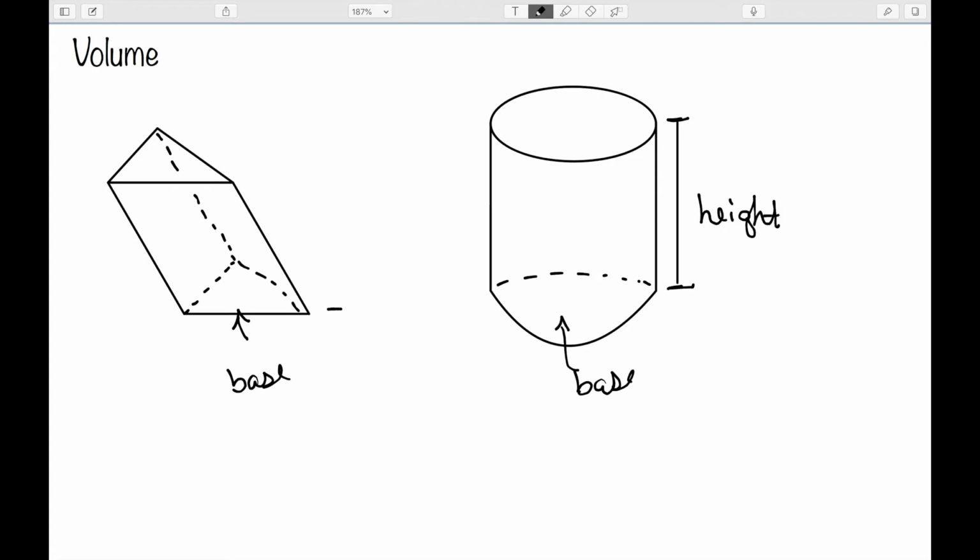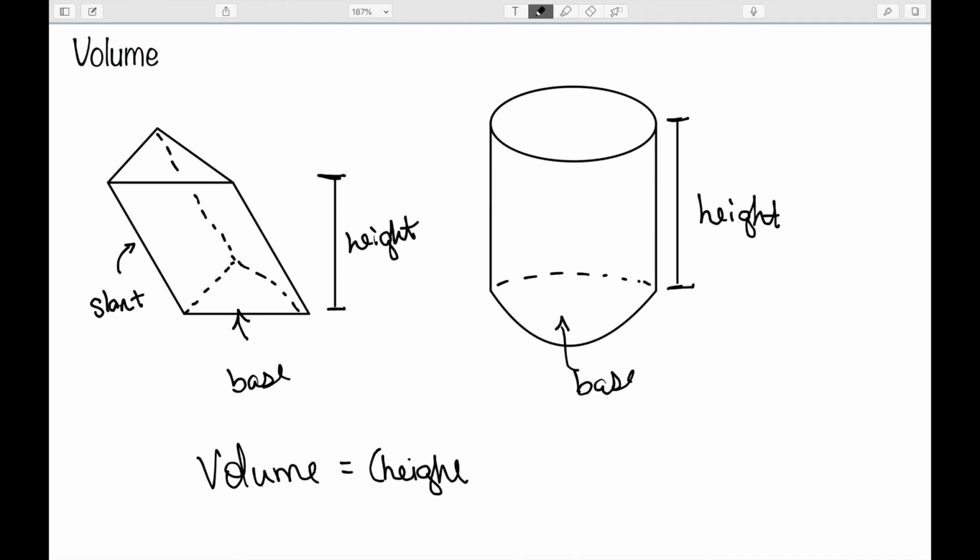For an oblique one, it will be the perpendicular length from the top of this shape to the bottom of this shape. Whereas this piece right here is known as the slant, where it tilts. So the height is measured in direction perpendicular to the bases, not along the slant. The volume of one of these prisms and cylinders is its height times the area of the base.